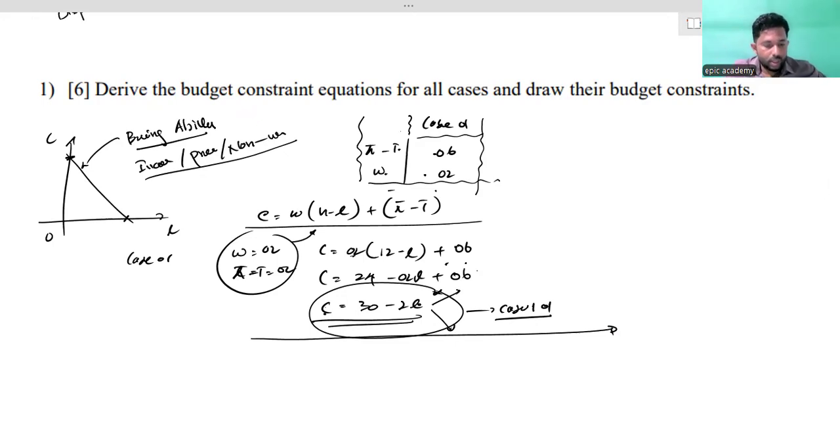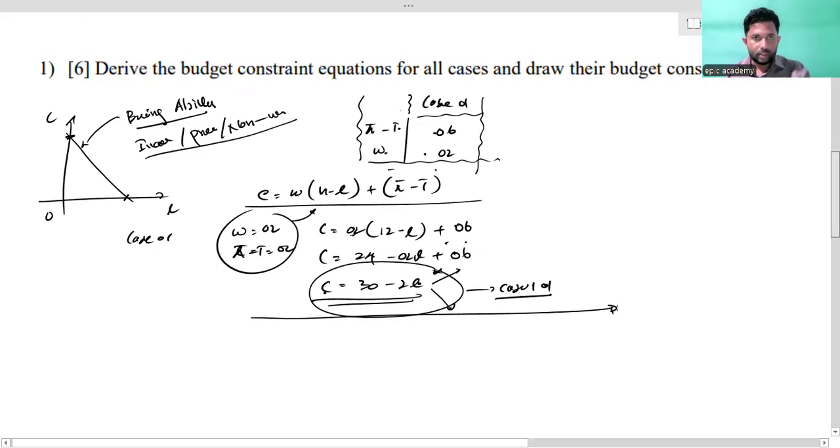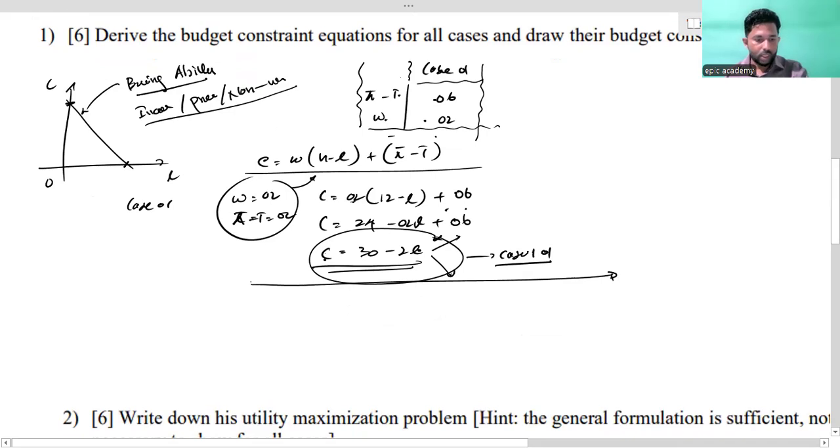So what about case number 2 and case number 3? Did you calculate it? Can you tell me the equation for case number 2? Is it 54 minus 5L? Yeah, it is 54 minus 5L. And case number 3 is 66 minus 5L. Yeah, those are the equations.